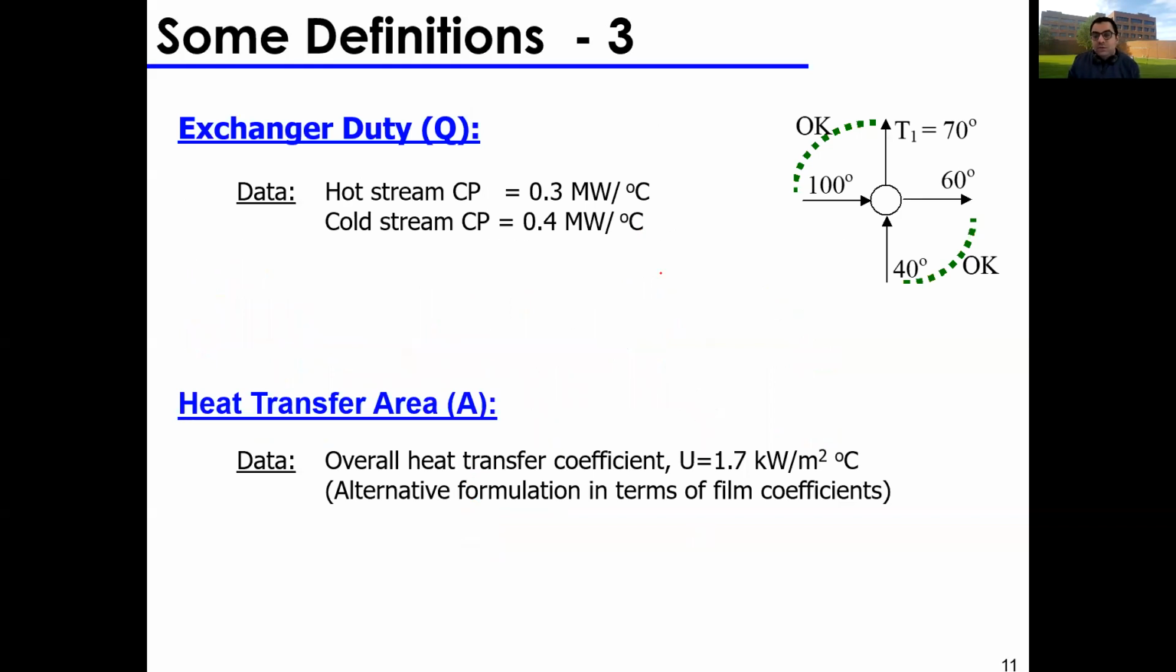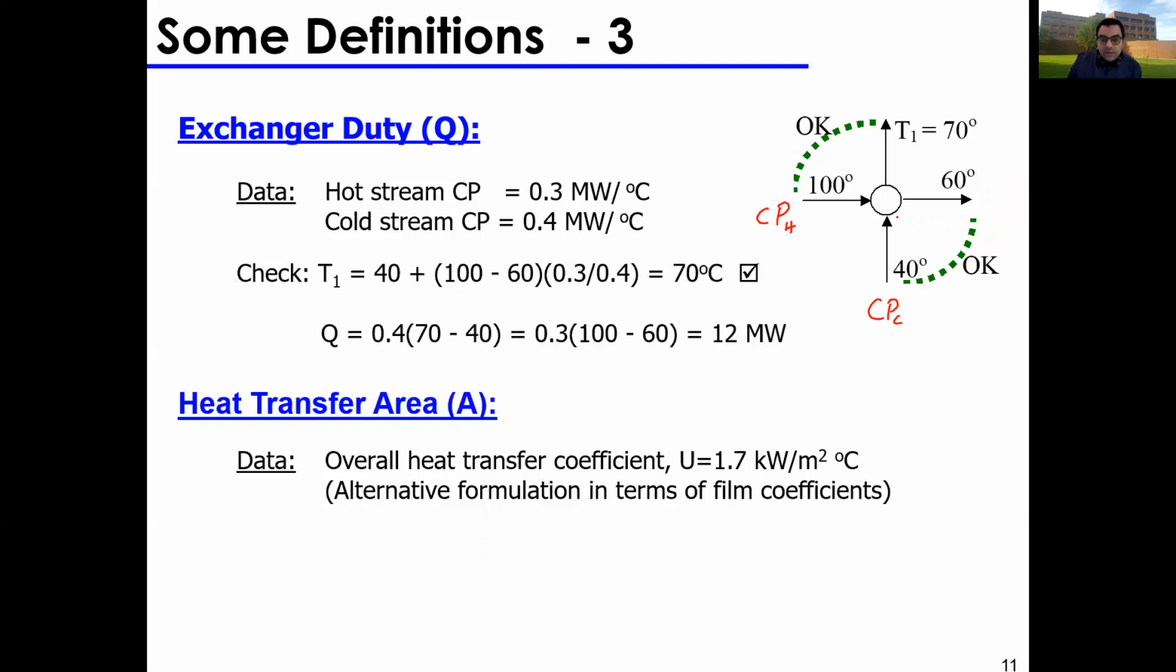Exchanger duty. So what's the duty of a heat exchanger? In order to determine the duty, I need to get my CP, right? So this stream I have a CP hot. This stream I have a CP cold, right? So in this case, we're told the hot stream CP is 0.3, the cold stream CP is 0.4. And you can of course do it mathematically to check whether you're violating this delta T minimum or not. If you're not violating, you're good.